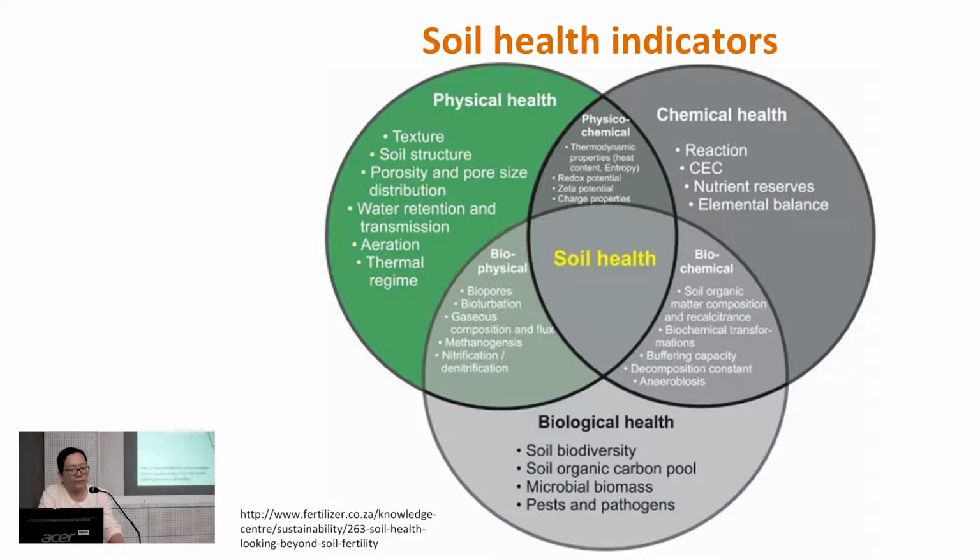These three main groups can interact with each other to make intermediate indicators of soil health, such as physicochemical, which is the interaction between physical and chemical. Biophysical is the interaction between physical and biological. Then all three main groups can make indicators for soil health.